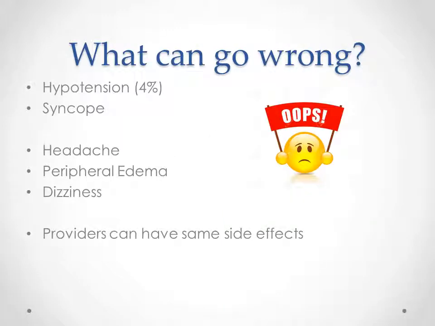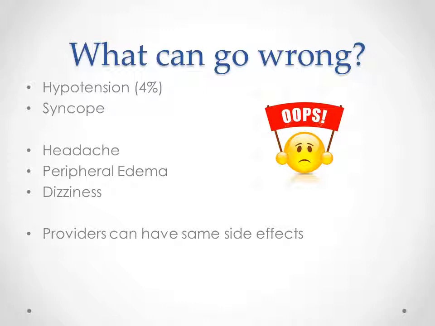So what can go wrong? Hypotension is our biggest side effect and is seen in about 4% of patients. Severe hypotension and shock may occur even with small doses, and we may also see orthostatic hypotension in these patients. Patients may faint or experience a syncopal episode. This is generally related to hypotension.